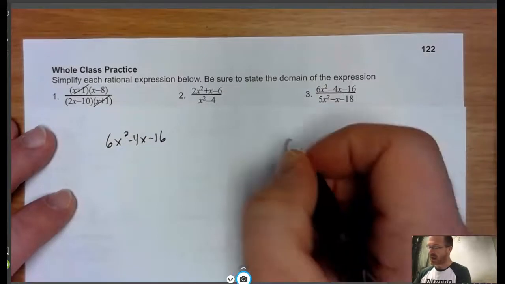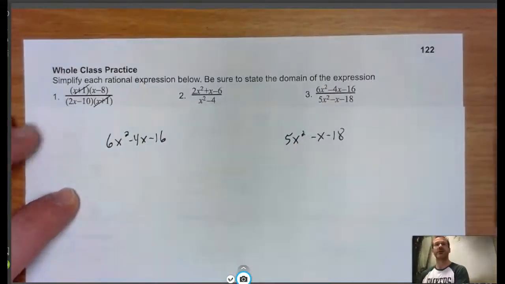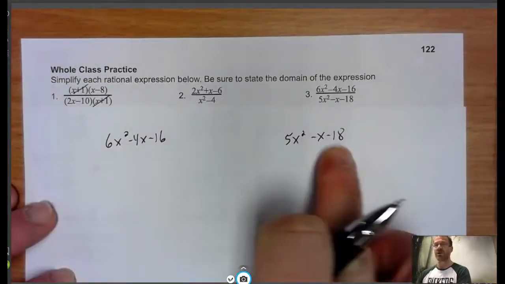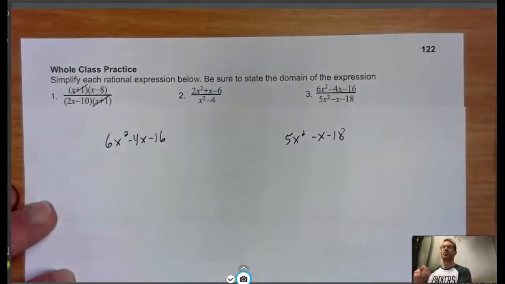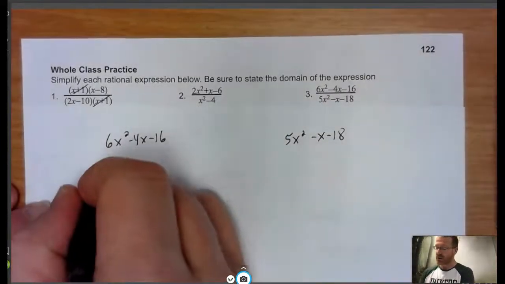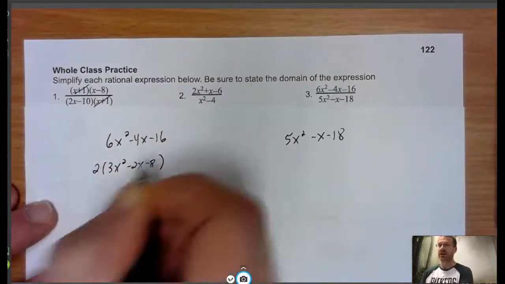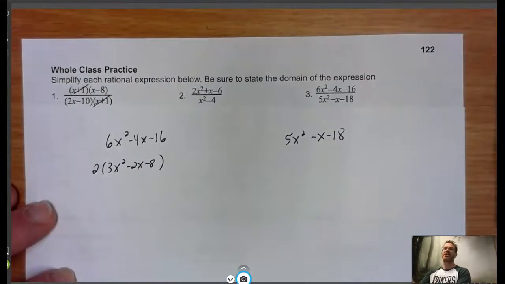I need to factor that guy. I need to factor 5x squared minus x minus 18. Now notice the other thing before I start factoring, sometimes it's really effective to factor out a GCF. Notice in my numerator here, I can factor out a 2 before I begin the process. And that's going to make those combinations when we do our area model fewer for us.